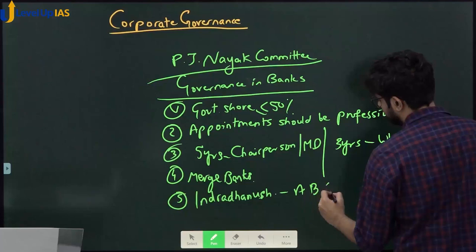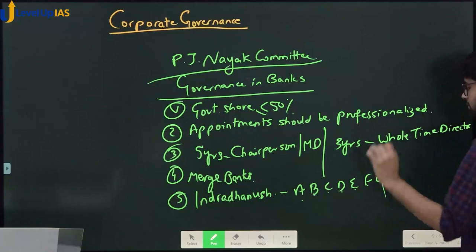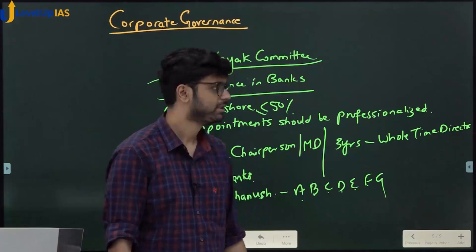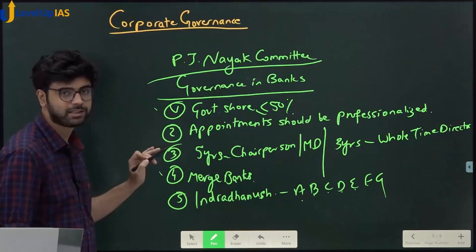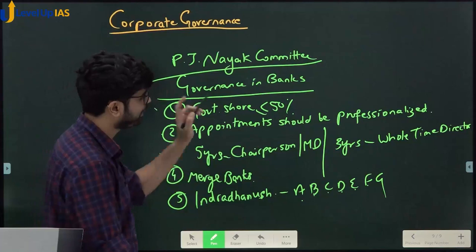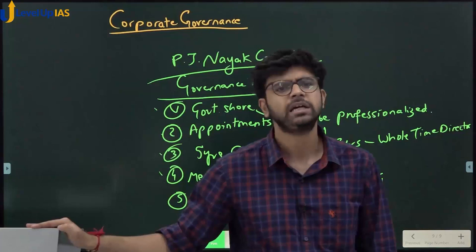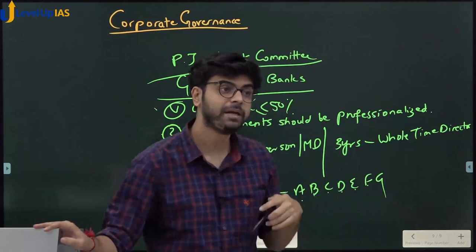7. Okay? 7. They gave an Indradhanush strategy. Let us go one by one. Government share reduced to 50%. Consolidate and merge the banks together. Appointments should be professionalized. 5 years is the maximum tenure for chairperson. 3 years is the maximum tenure for whole-time director, which means after 3 years, appoint someone else, remove that person. He will become whole-time director in some other bank or someplace else, but at least he will not be invested in the bank so much that he will have scope for corruption.